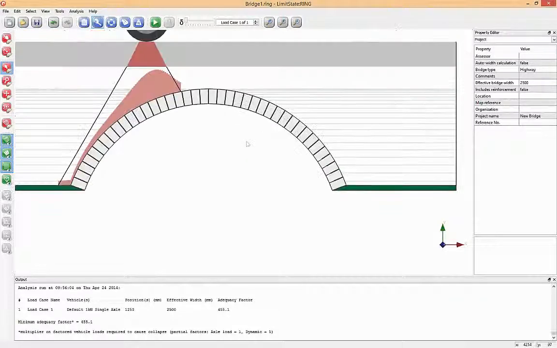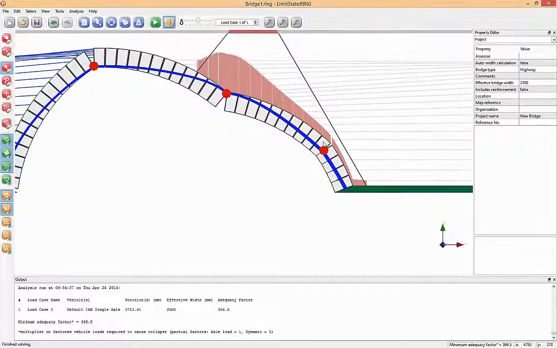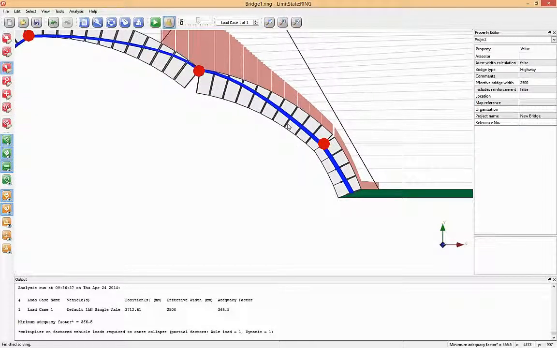Now, in this particular case, this particular failure mode, it's not going to change the result at all. But if I move the load to the opposite side, then I'm going to have a clear impact of the presence of mortar loss.